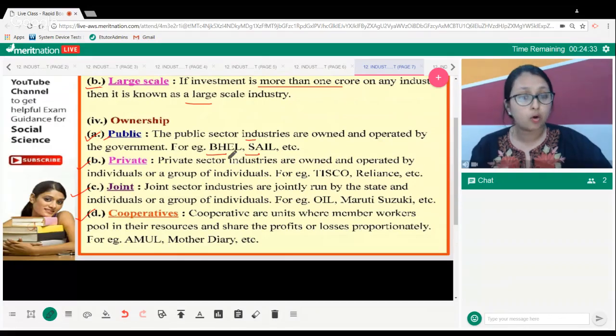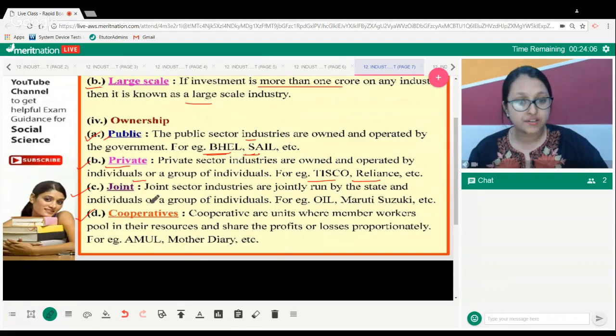Okay, and also, students, remember, whenever you are answering a question, always mention examples as well. Okay, it gives more credibility to your answer. Then comes private. Private sector industries are owned and operated by individuals or a group of people, like TISCO and Reliance. These are basically private industries, and their basic motto is to make profit, right?